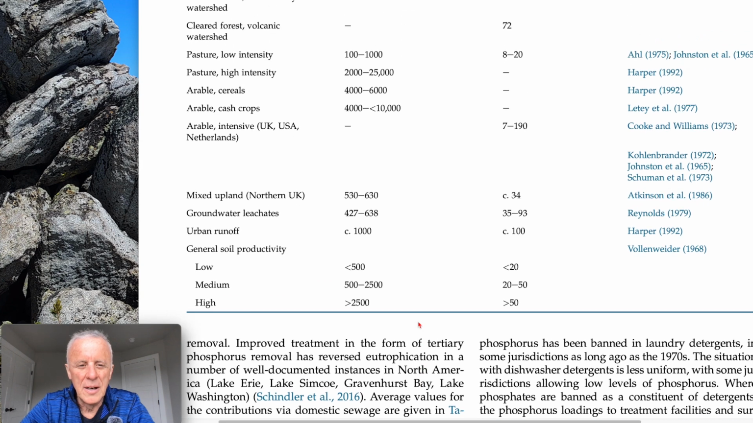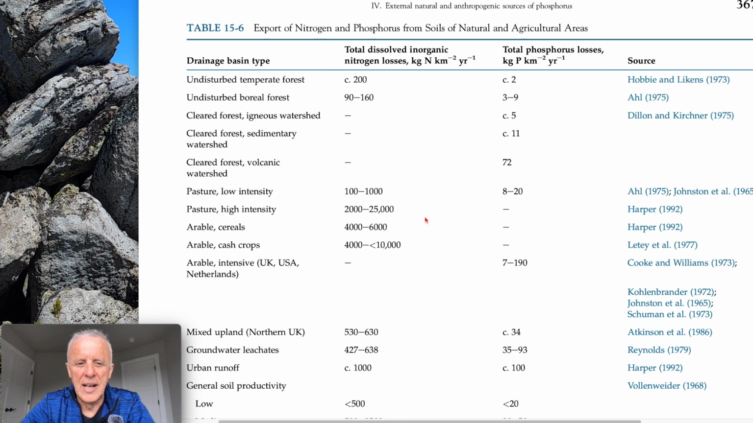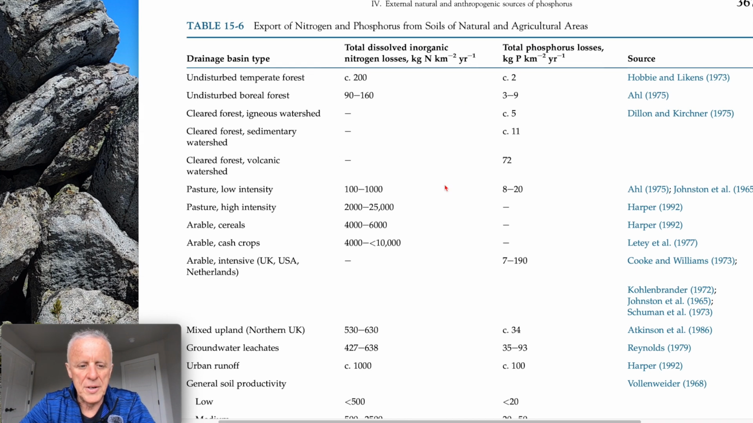So before we go further, let's look at this table here. Table 15-6. Export of nitrogen and phosphorus from soil of natural and agricultural areas. So on the left, we have the drainage basin type. We have then total dissolved inorganic nitrogen losses in kilograms of nitrogen per kilometer squared per year, and then total phosphorus losses in kilograms of phosphorus per kilometer squared per year. So what jumps out at us here?